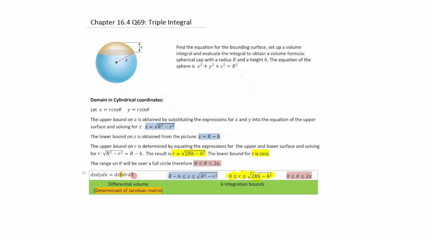This, of course, is our differential volume. This r is the determinant of the Jacobian matrix. Lower and upper bound on z, lower and upper bound on r, and the bound on theta. And so now we can set up the integral.